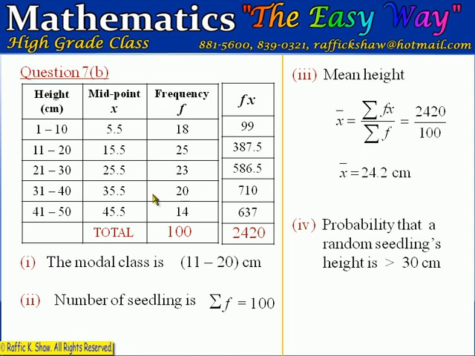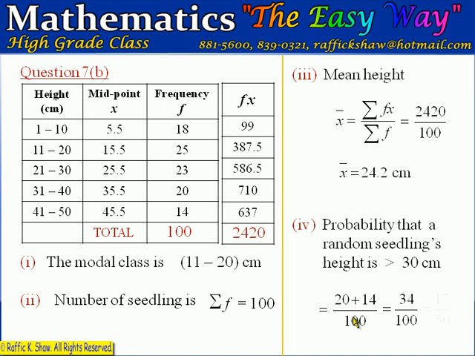And so there are 20 seedlings in this group and 14 seedlings in this group. So the total number of seedlings out of 100 with height that are greater than 30 centimeters would be 20 plus 14, that's 34. So 34 of the 100 seedlings would have heights greater than 30 centimeters. And so that probability would be 20 plus 14 divided by 100. That's 34 out of the 100 seedlings would have a height greater than 30 centimeters.